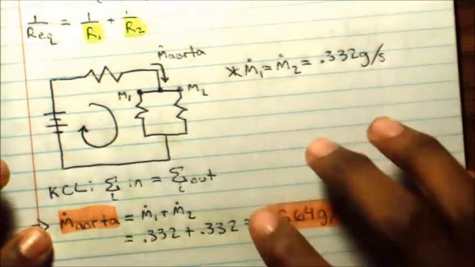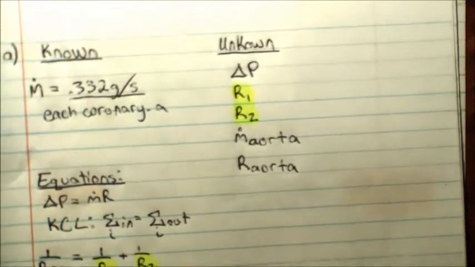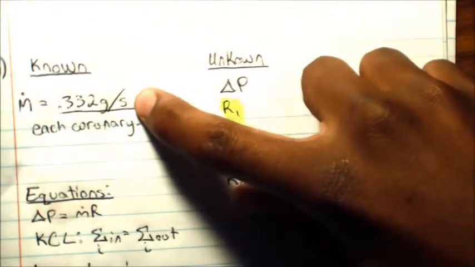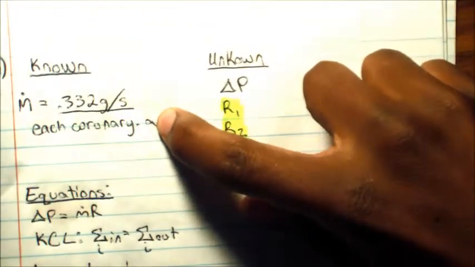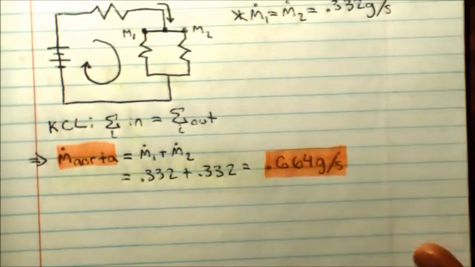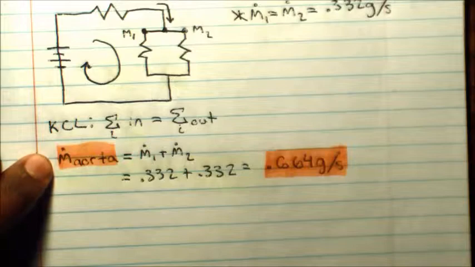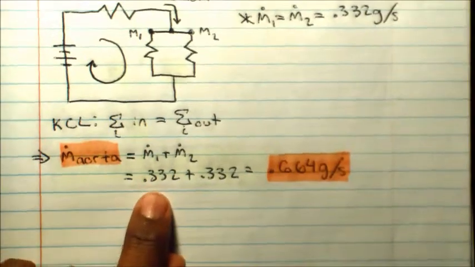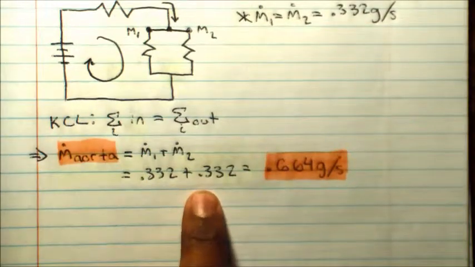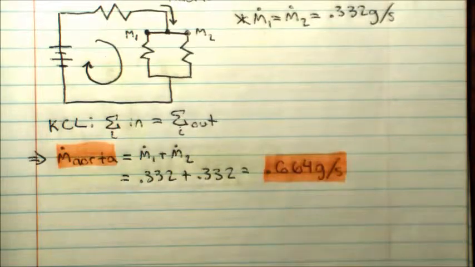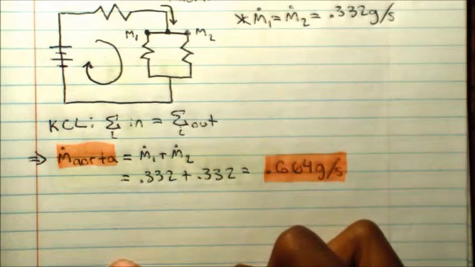And we already know that M1 and M2 are both equal to 0.332 grams per second, because those are the coronary arteries. Therefore, the mass flow rate through the aorta has to equal 0.332 plus 0.332, which gives us 0.664 grams per second coming out of the aorta.